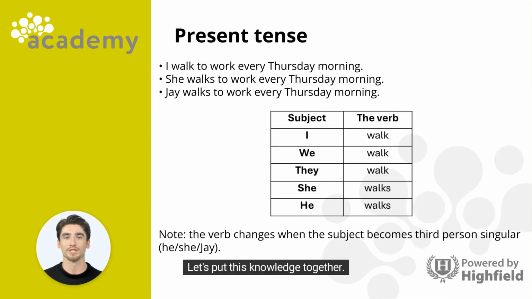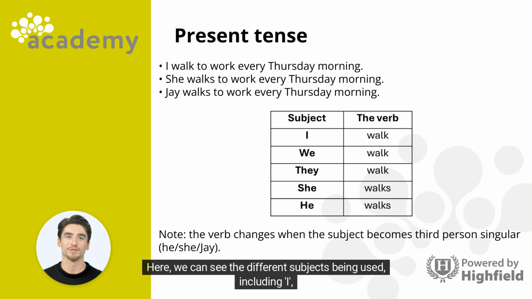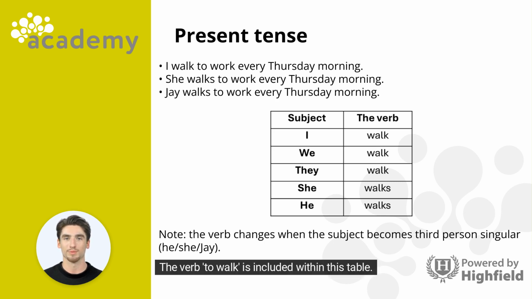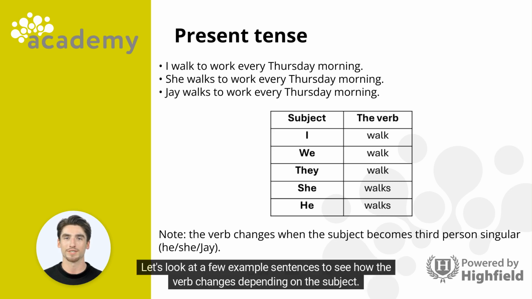Let's put this knowledge together. The table shows present tense subject-verb agreement. Here, we can see the different subjects being used, including I, he, and she. The verb to walk is included within this table. Let's look at a few example sentences to see how the verb changes depending on the subject.